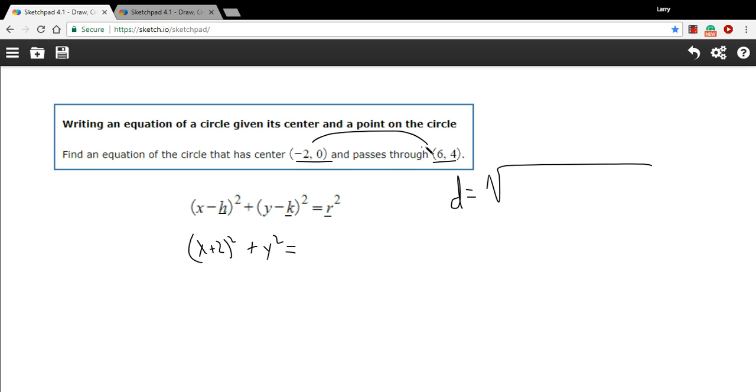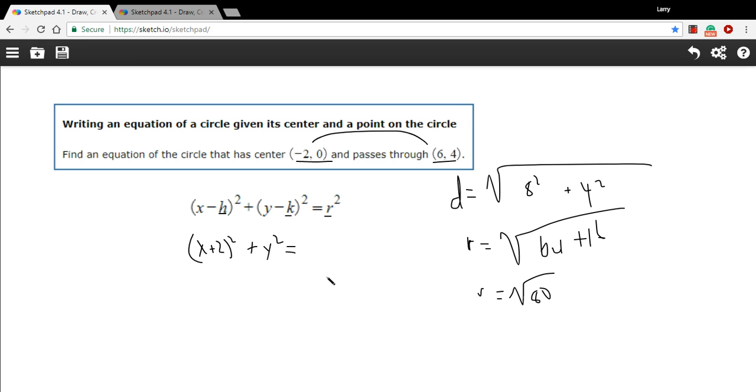So let's see, the x-coordinates are 8 units apart, so that's 8 squared. The y-coordinates are 4 units apart, so that's 4 squared. And I'm going to replace distance with radius because that's what we're finding. So the radius is the square root of 64 plus 16. So the radius is the square root of 80.